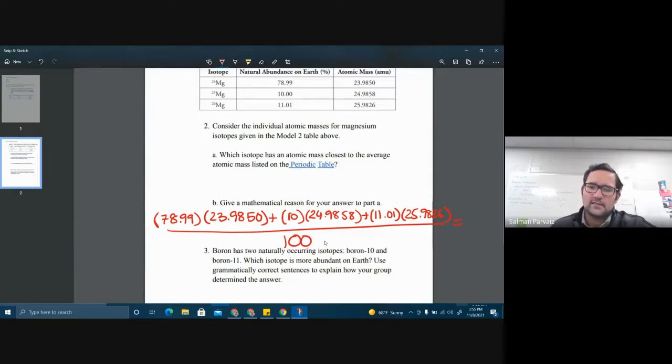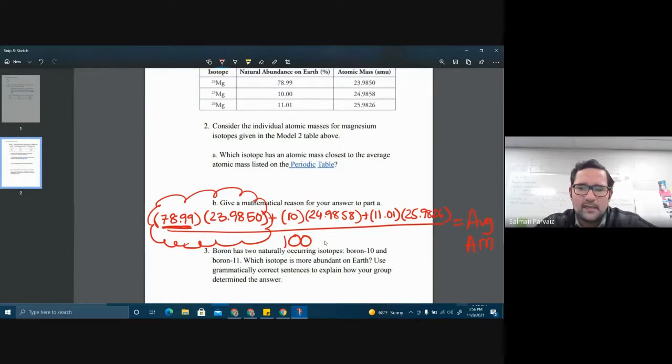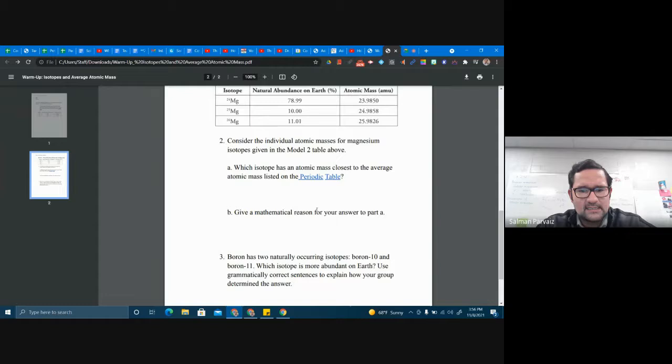So this answer that will come up, this average atomic mass, will be the average atomic mass that shows up in the periodic table. And this guy right here is going to have the largest impact because it has the greatest percentage on the final answer. It's going to have the largest impact on the final answer. So you could write this equation down as your explanation for part B. And we discussed this in class.